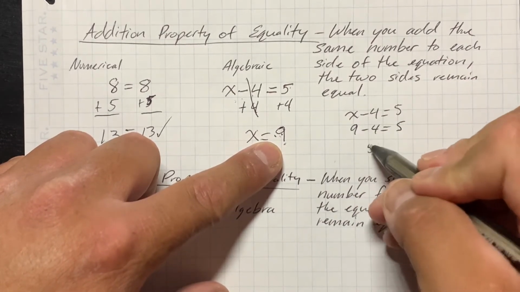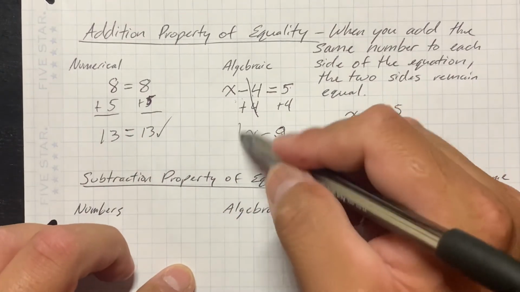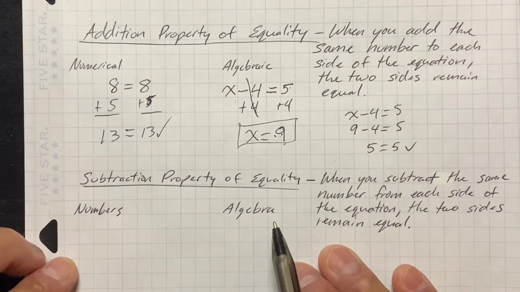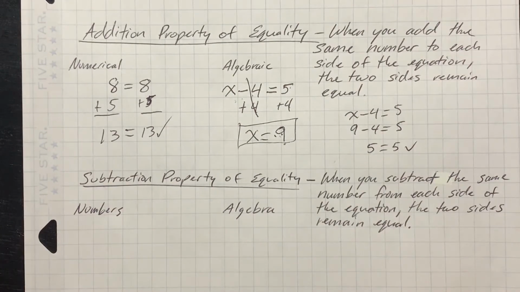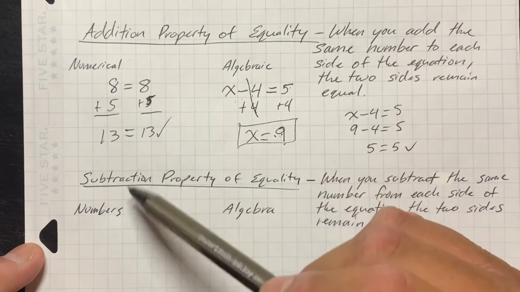9 take away 4 is 5, and 5 is equivalent to 5, so that is true if x equals 9. Okay, so hopefully this is making sense to you. Now the opposite of addition is subtraction, so the same thing. Now when I mention numerically, I mean with numbers.